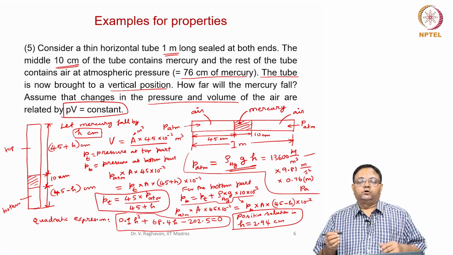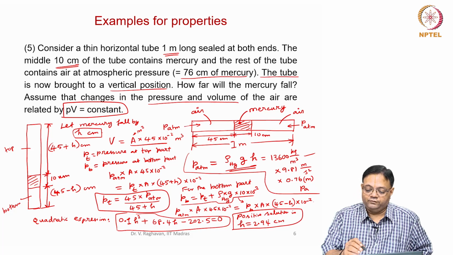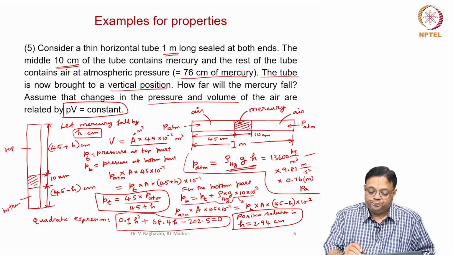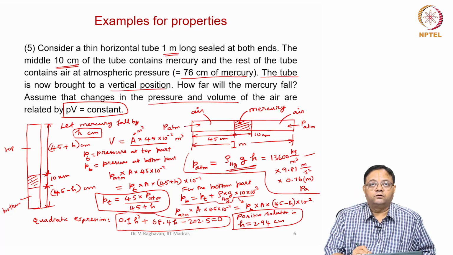Okay. So in this problem you can see that the variation of the air obeys PV equal to constant because temperature is constant here.